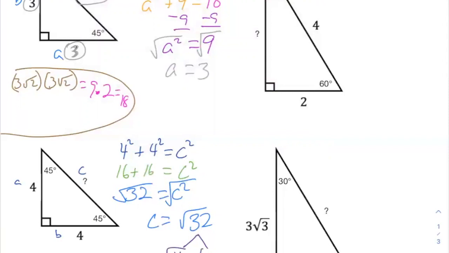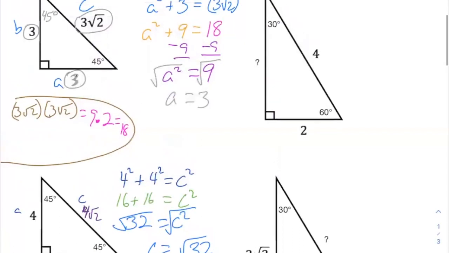So root 16 times root 2 is equal to root 32. Let's simplify root 16, which is 4. And then root 2 can't be simplified anymore, so we just bring it down. And so look at what we get right here. This question mark is going to be 4 root 2. Well, that's kind of interesting.